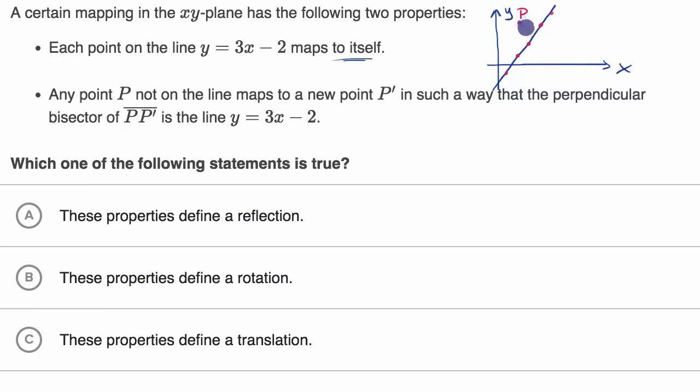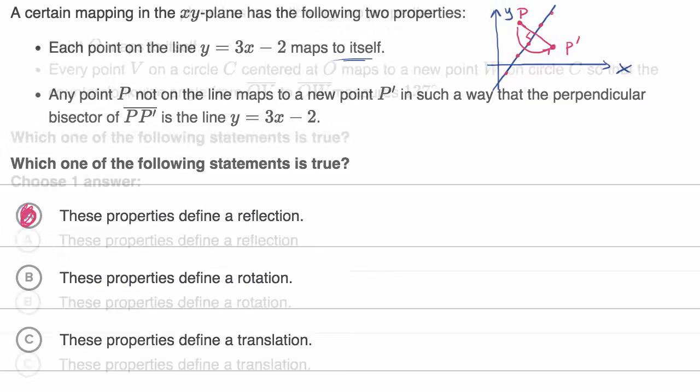Well, let's see, I'd have to draw a perpendicular line. It would have to have the same length on both sides of the line y equals 3x minus 2. So P prime would have to be right over there. So once again, this is consistent with being a reflection. P prime is equidistant on the other side of the line as P. So I definitely feel good that this is going to be a reflection.